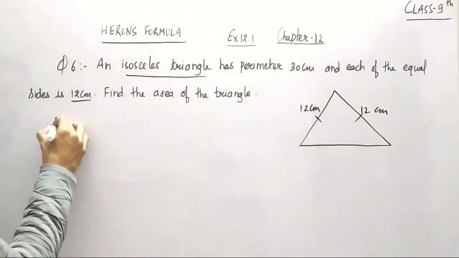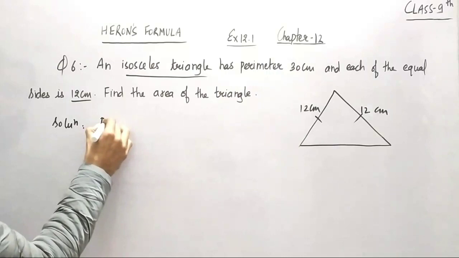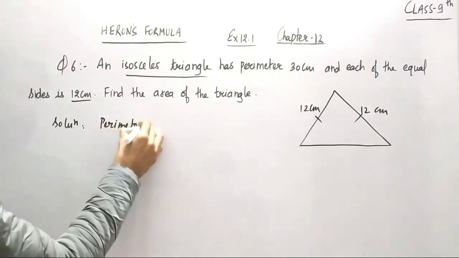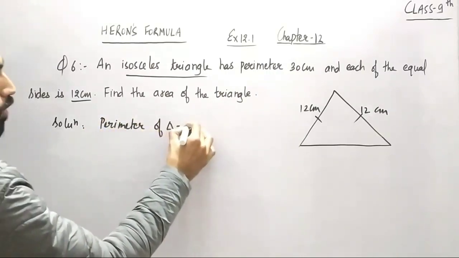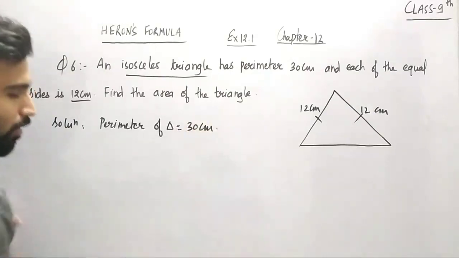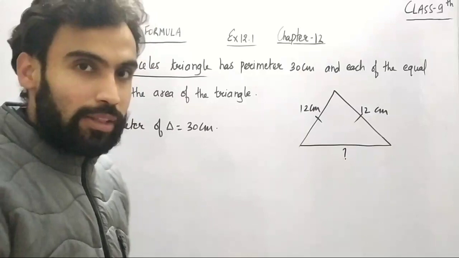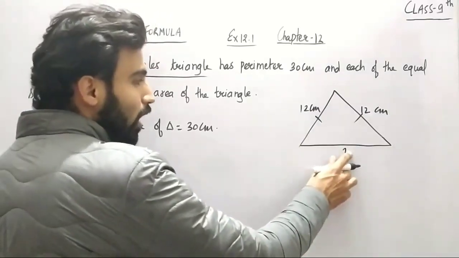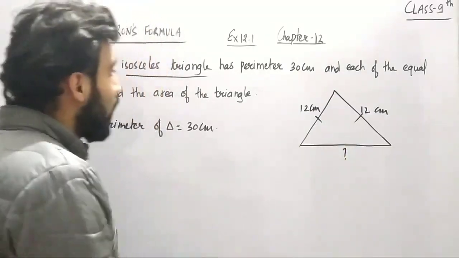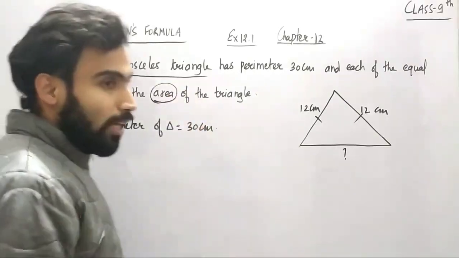So let me first write that here in the solution. So here the perimeter of the triangle is given to us as 30 centimeter, right? Now you can see there is a third side which is missing here in this question. So we have to first find out that side, then we can calculate the area, right?